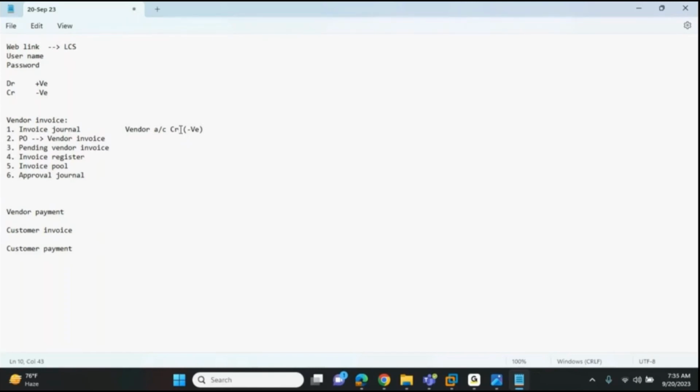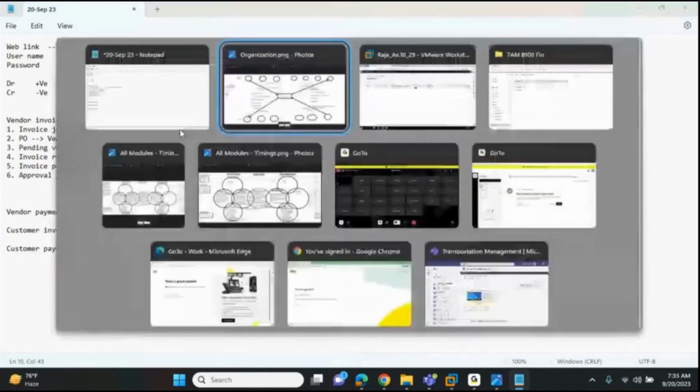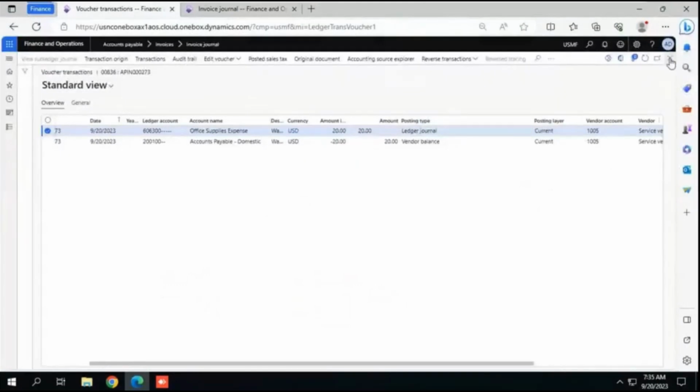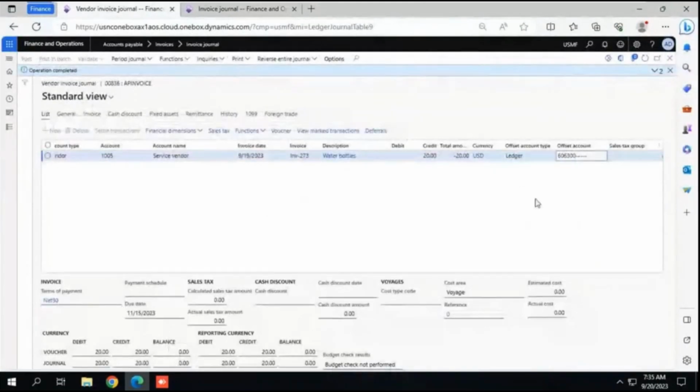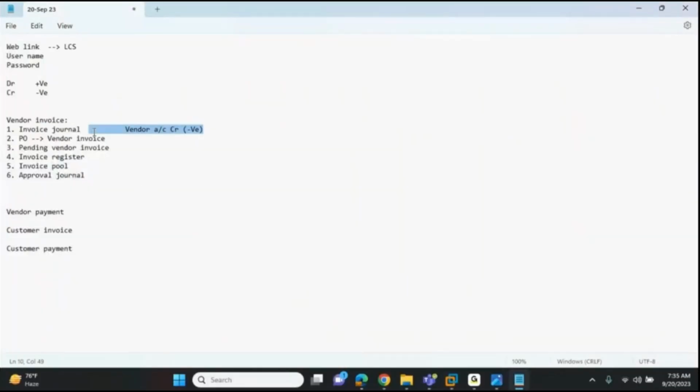If you are a commerce person, you can remember it like credit. I need to pay money because I have taken water bottles. Why have I taken water bottles? I need to arrange water bottles for my employees. If I am running my business, I need to arrange water bottles for my employees. So for these water bottles, I need to pay the vendor.